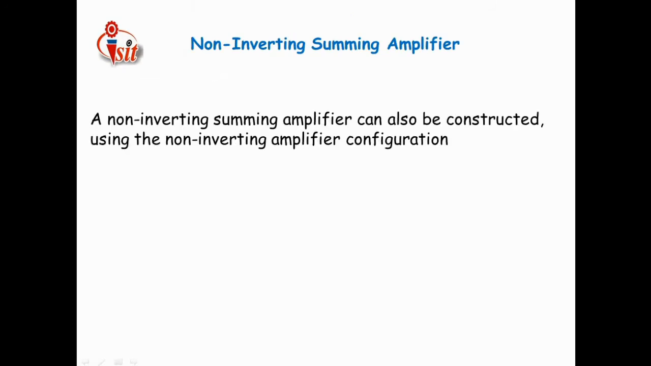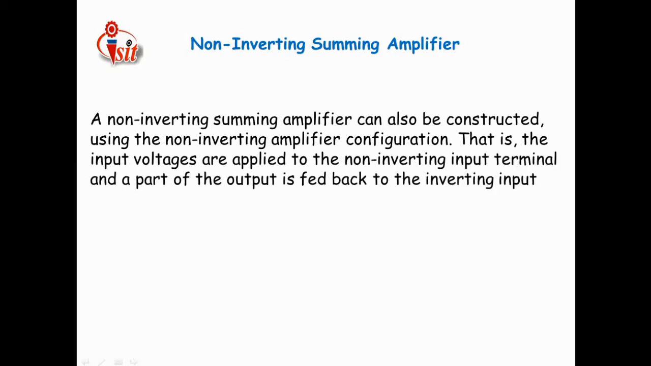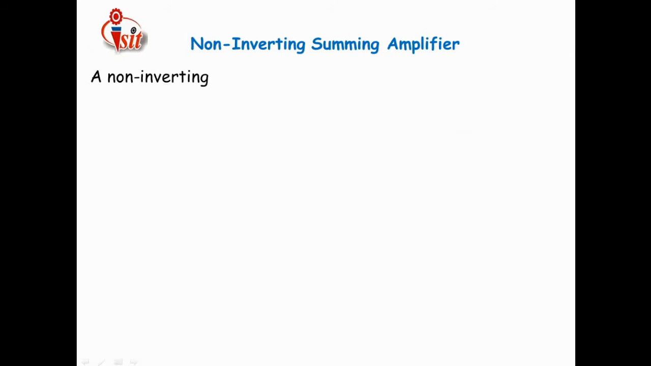Another part of the summing amplifier is, suppose instead of applying the input to the inverting terminal of the op-amp, we connect the input to the non-inverting terminal of the op-amp, then what happens? A non-inverting summing amplifier can also be constructed using the non-inverting amplifier configuration. That is, the input voltages are applied to the non-inverting input terminal and a part of the output is fed back to the inverting input terminal through the voltage divider bias feedback. This is the non-inverting circuit configuration of the summing amplifier.